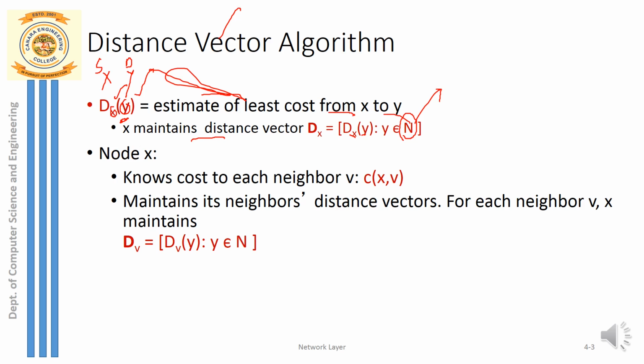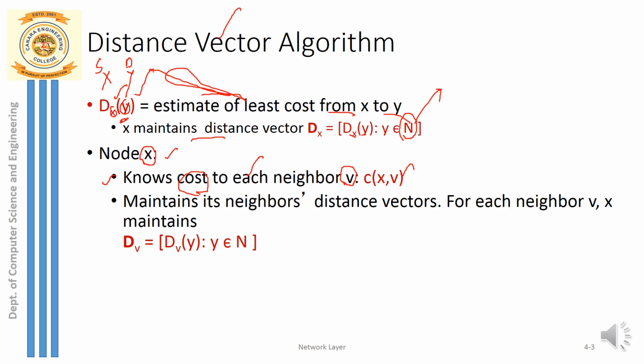So here node X should know two important factors. One is the cost, that is the distance. You can also call it distance, or we can use the term cost. So here the cost to reach from node X to each of its neighboring nodes, wherein the neighboring node we denote as V. So the cost here is represented this way. This is the first factor that the router or the node X should maintain in its table.